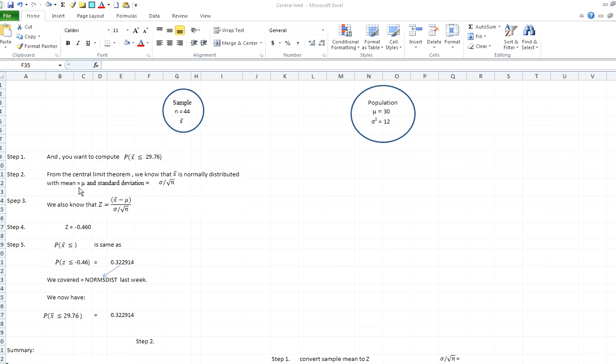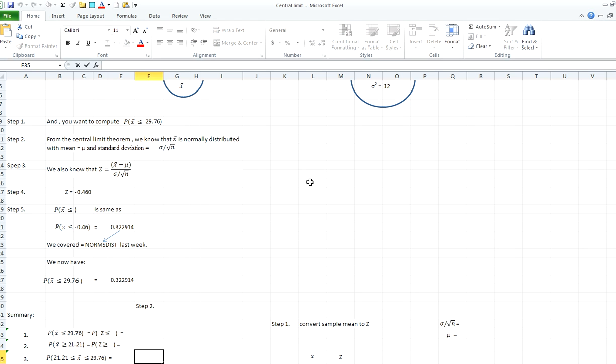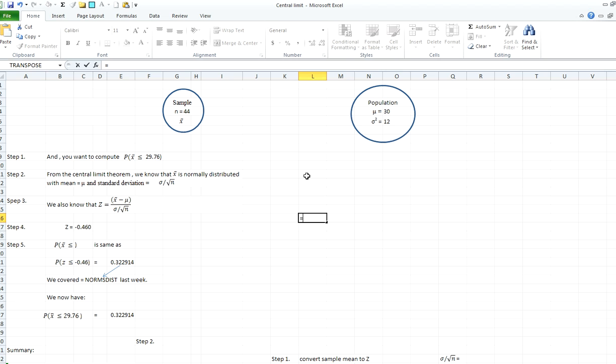Step two is to calculate the standard deviation. In this case you can easily calculate it: equal to SQRT, taking the square root of the variance, that 12, right here, and then divided by the square root of n, which is 44. That gives me sigma over square root of n. Remember, I have to take the square root of the 12 and also the square root of that n. So this is the denominator.